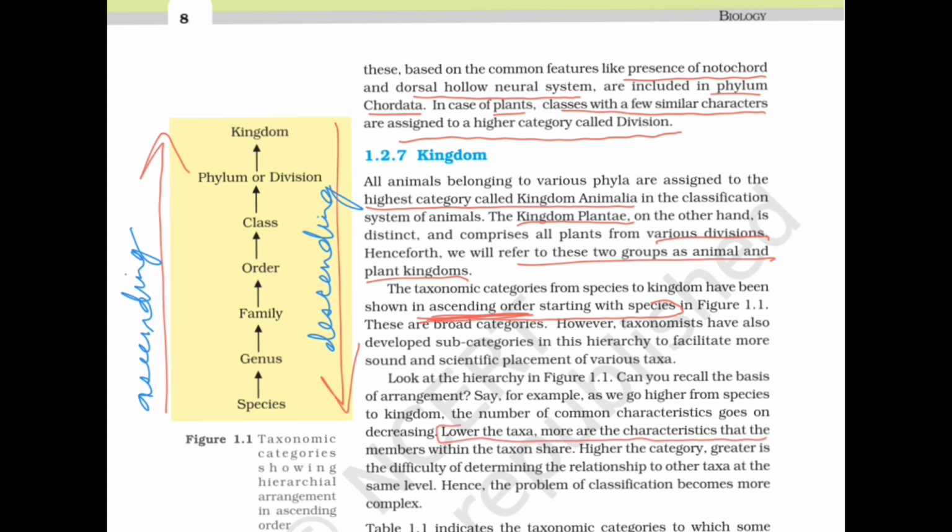Lower the taxa, more are the characteristics that the members within the taxon share. Higher the category, greater is the difficulty of determining the relationship to other taxa. Lower the taxa in the sense of any category or rank. If you come to the species level, Panthera leo is the lowest. So lower the taxa, greater the similarities, and more characteristics the members within the taxon share. Higher the category, as you go from genus to family to order to class to phylum to kingdom, the difficulty in determining the relationship to other taxa increases.